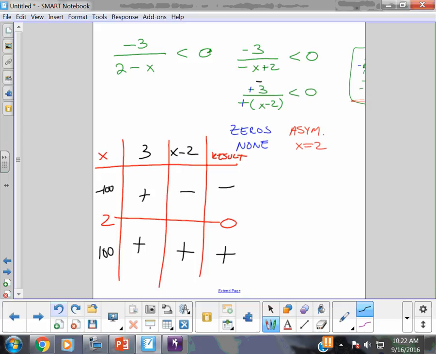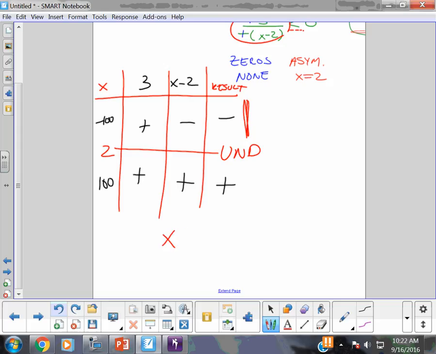You notice I didn't erase the result area. Oh, I wrote 0 here. Let's back up. This is a huge mistake. How about undefined? I'm sorry, that's an asymptote. All right, so the question then becomes, where is this result less than 0? Where is it negative? It is negative in this right here. So it's going to be x is an element from negative infinity to 2, not including it.